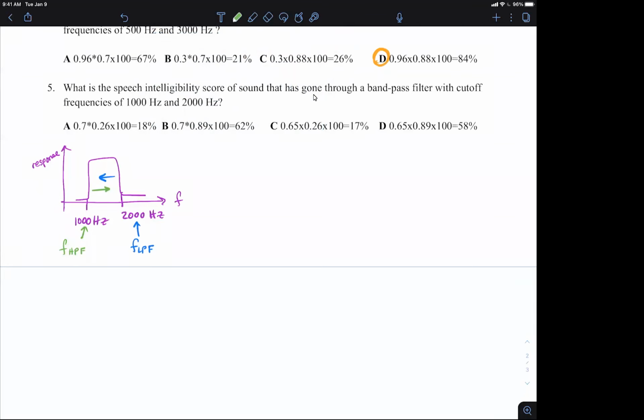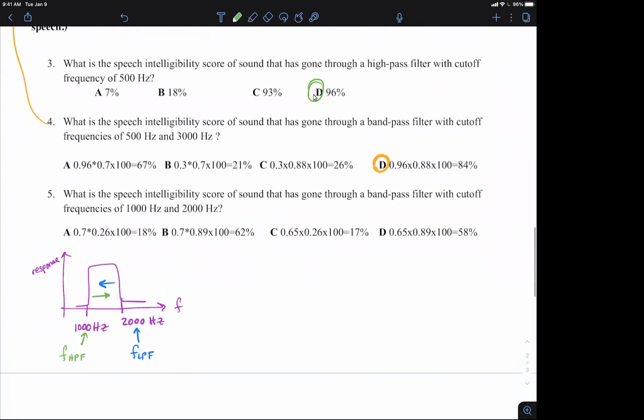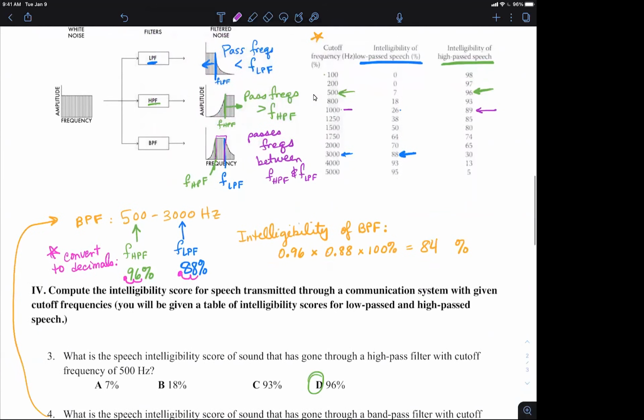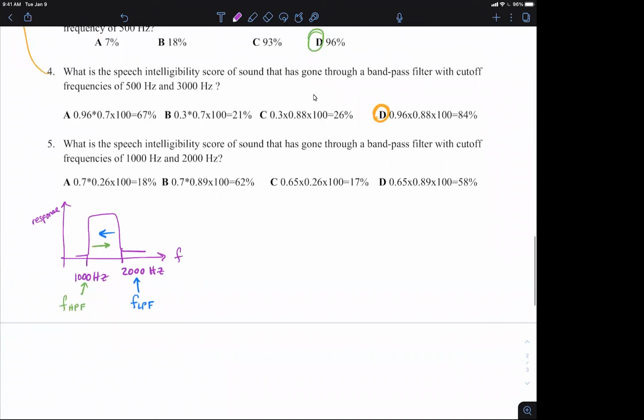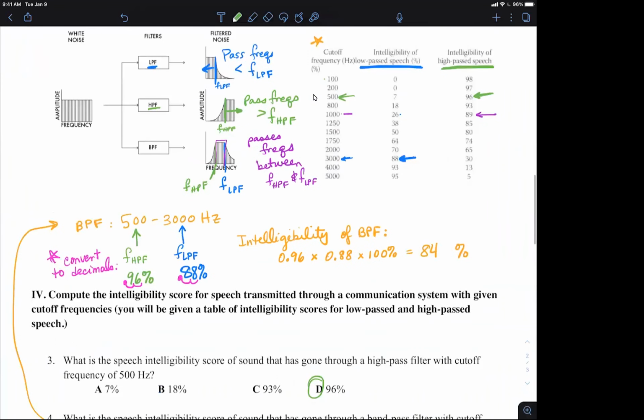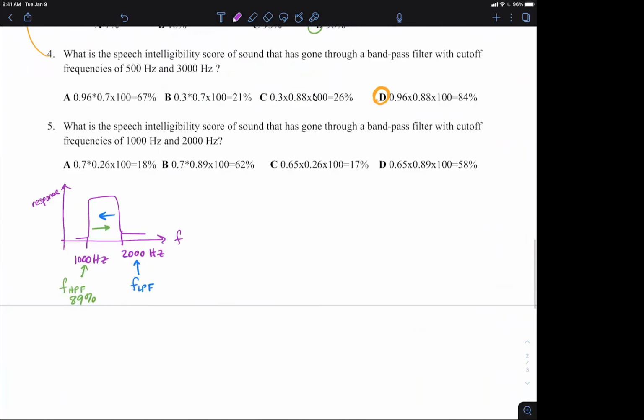So now we have to go back up to our table, say 1000 hertz in the high pass filter. So here I am. I'm going to use purple this time. 1000 hertz. So that gives me an 89%. So that's 89% speech intelligibility. And then the low pass filter of 2000 hertz will give me 70% speech intelligibility.